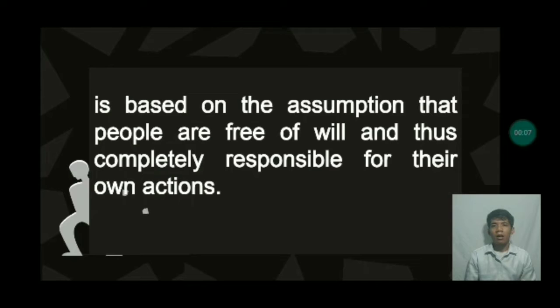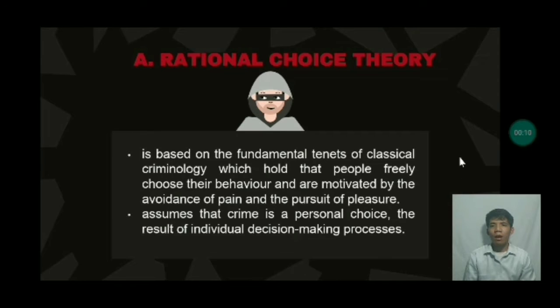So, under the classical theory, we have rational choice theory. Rational choice theory is based on the fundamental tenets of classical criminology, which hold that people freely choose their behavior and are motivated by the avoidance of pain and the pursuit of pleasure. So, this theory is the same with classical theory, that is based on personal choice or decision. But in this theory, tinitimbang muna ng isang tao ang kinalalabasan ng kanyang gagawin. So, it also assumes that crime is a personal choice, the result of individual decision-making processes.